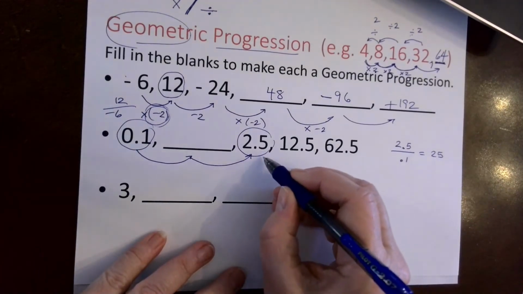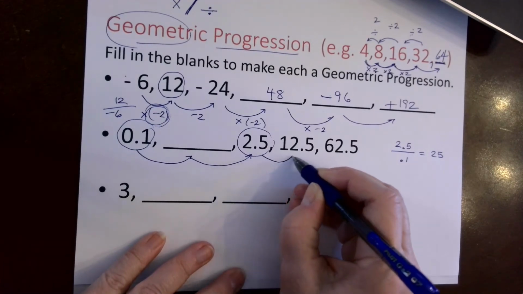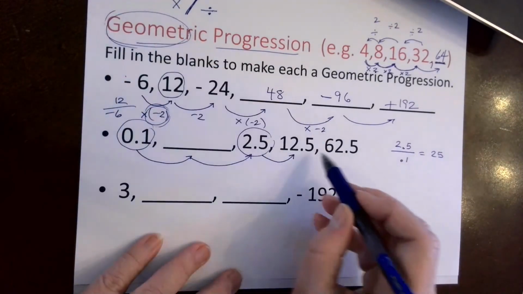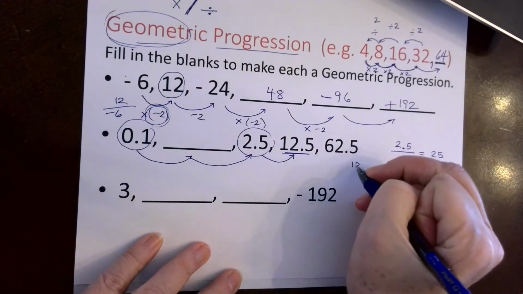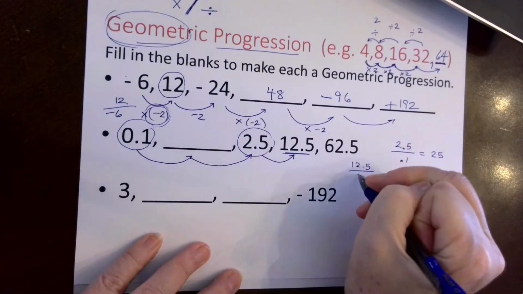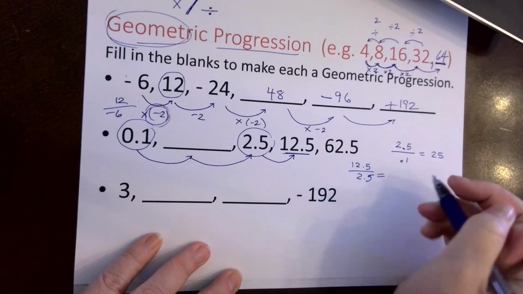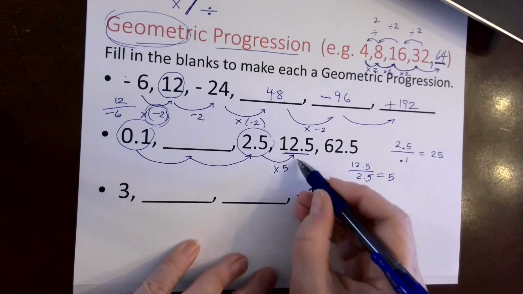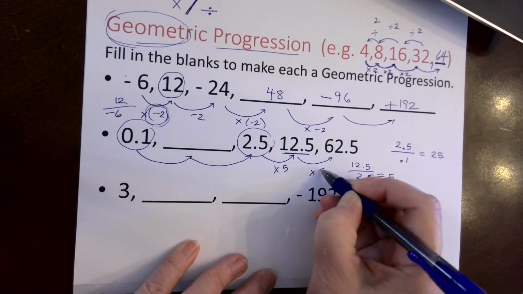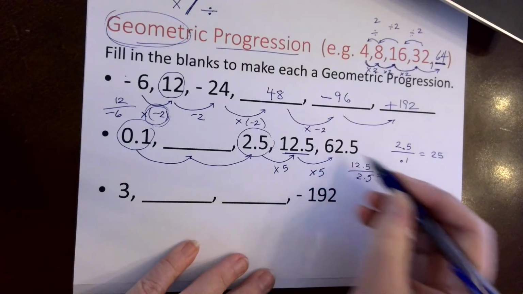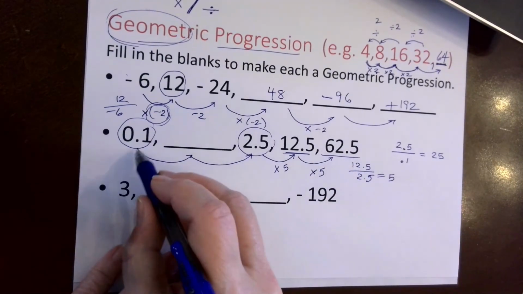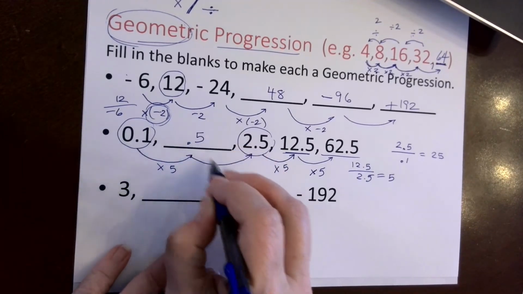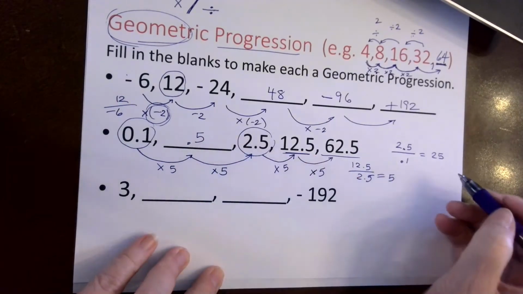Let's use this as an example. How do we get from 2.5 to 12.5? Well, these are right in a row, and it's geometric. So we can take this number, 12.5, and divide by the previous number, 2.5. Do that on a calculator, and you'll get 5. The jump up was 5. The jump here is times 5. 12.5 times 5 is 62.5. The jump here is 5. 0.1 times 5 is 0.5. 0.5 times 5 is 2.5.